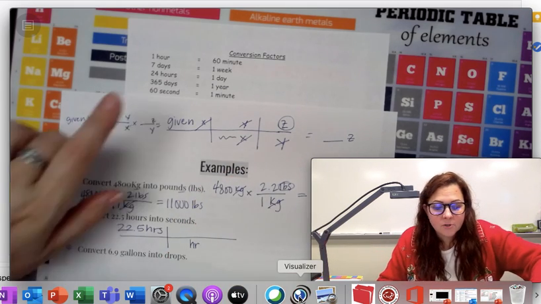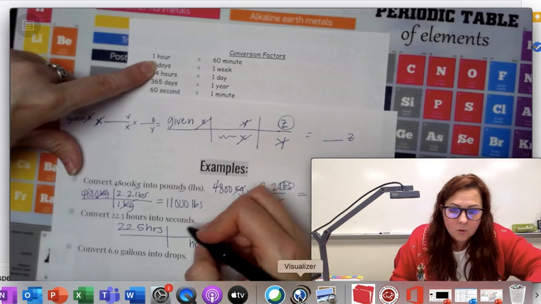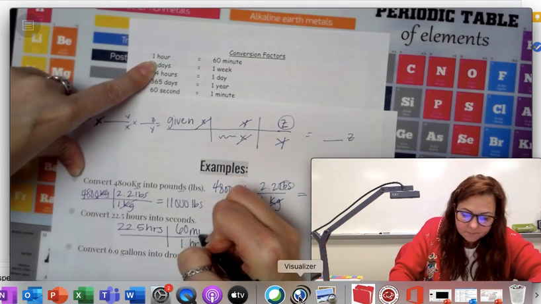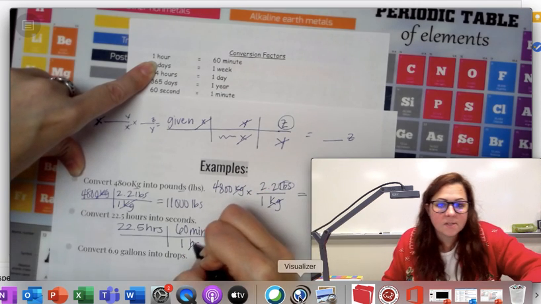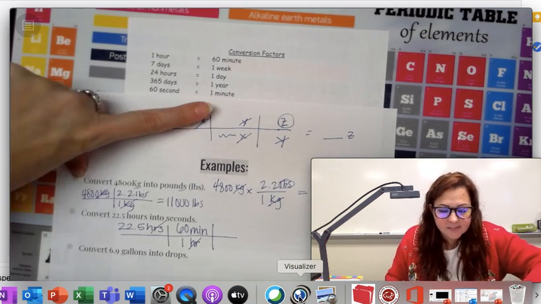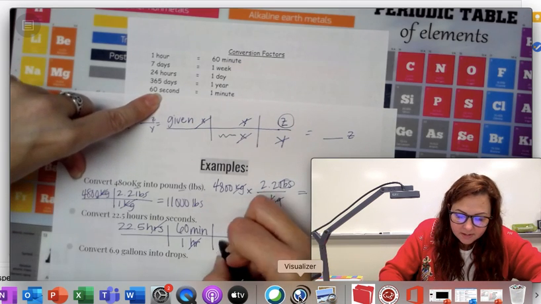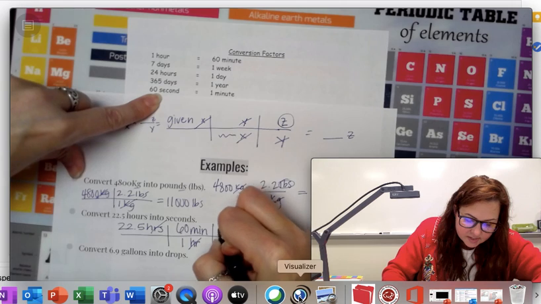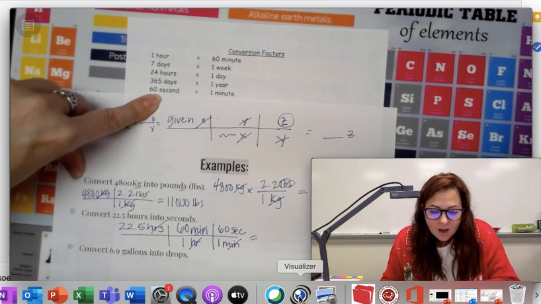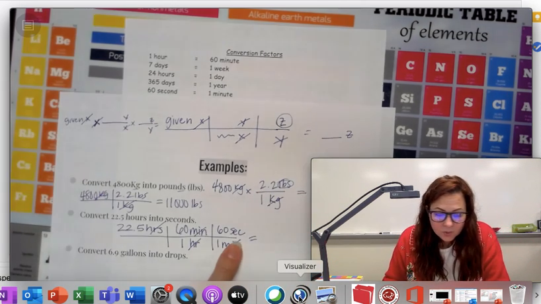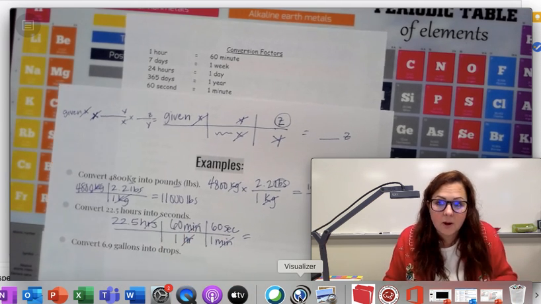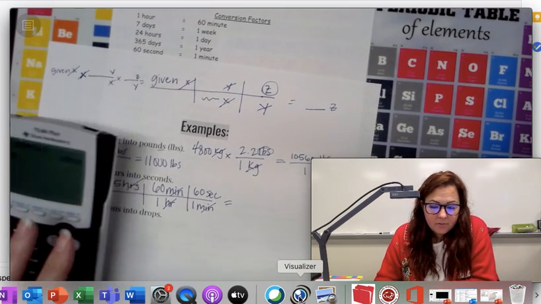My conversion factor that I found says 1 hour is equal to 60 minutes, because I have hours on top and bottom that cancels. Now I can go from minutes to seconds, so 1 minute is equal to 60 seconds. Minutes on top and bottom cancels. That leaves me with seconds, which is what it's asking for in the question, so I don't have to do anything else there other than grab my calculator and do the math.